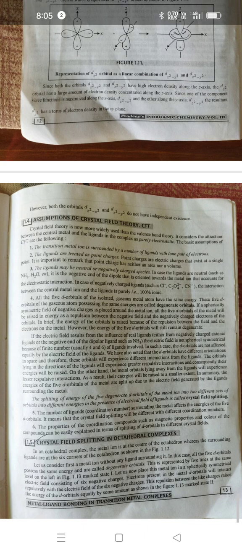The splitting of the tetrahedral complex is nearly half of the splitting in the octahedral complexes. So there is a relation between these two. The splitting in tetrahedral complexes is 4/9 of the splitting in the octahedral complexes.